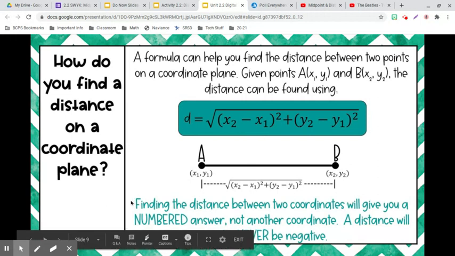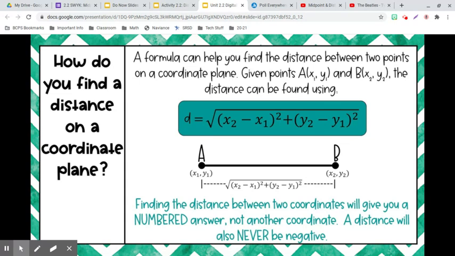Finding the distance between 2 coordinates will give you a single numbered answer. It won't be a coordinate point like the midpoint was, and it will never be negative. So if you are coming up with two numbers or a negative number, we need to check your math.